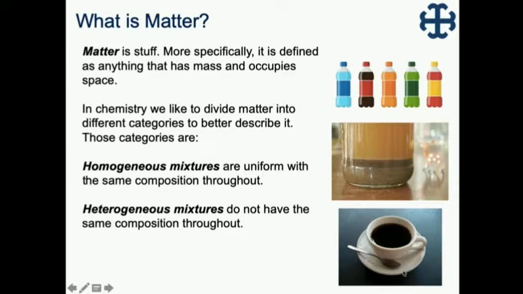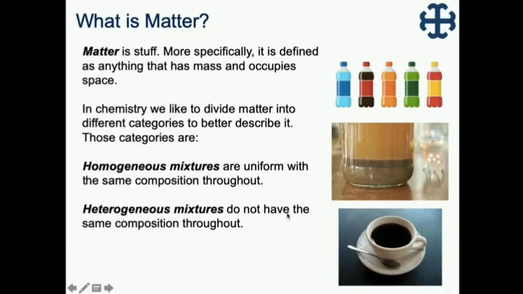Coffee is a tricky one. Coffee is actually a heterogeneous mixture. So particularly when things are dissolved, they are homogeneous, but coffee actually has fiber, which are things that are not dissolved in a liquid. So coffee would be a heterogeneous mixture.